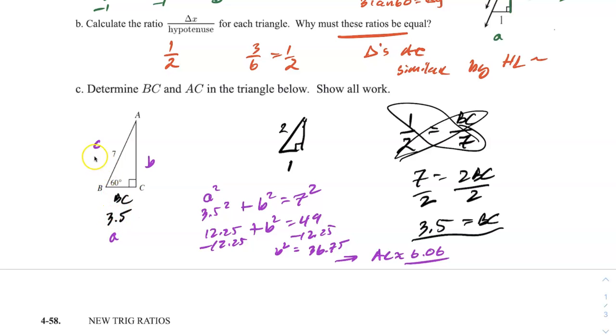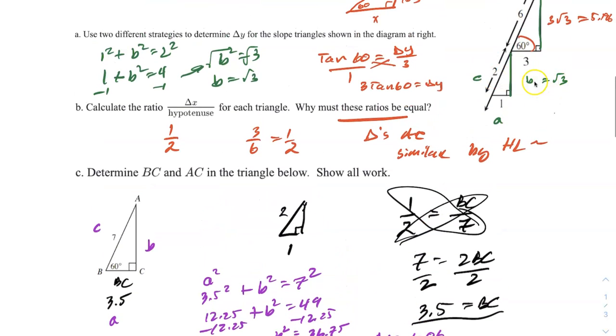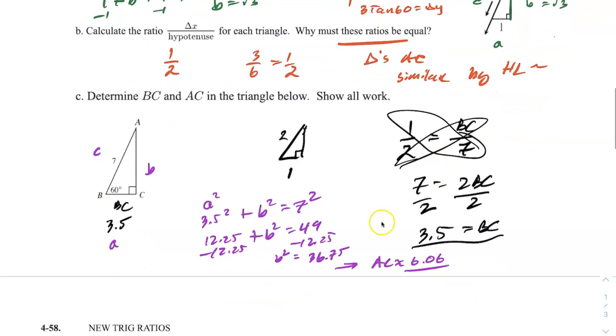So the ratio of leg over hypotenuse should be the same. And then I did a squared plus b squared equals c squared on that one. I guess I could have done a ratio of the long side over the hypotenuse, but that's a little weirder. There I go.